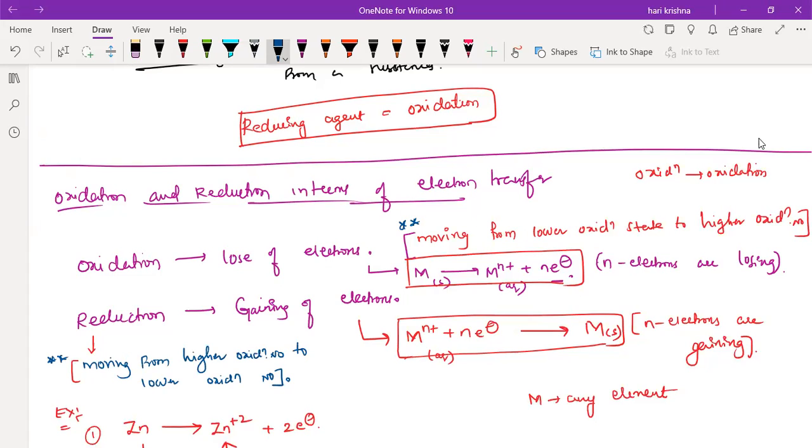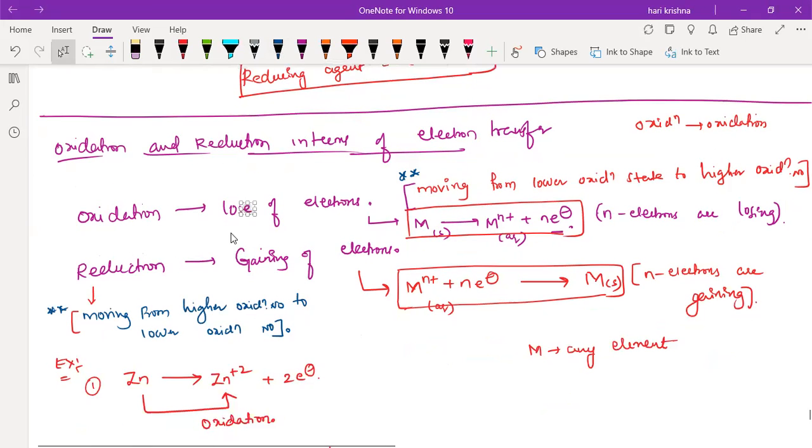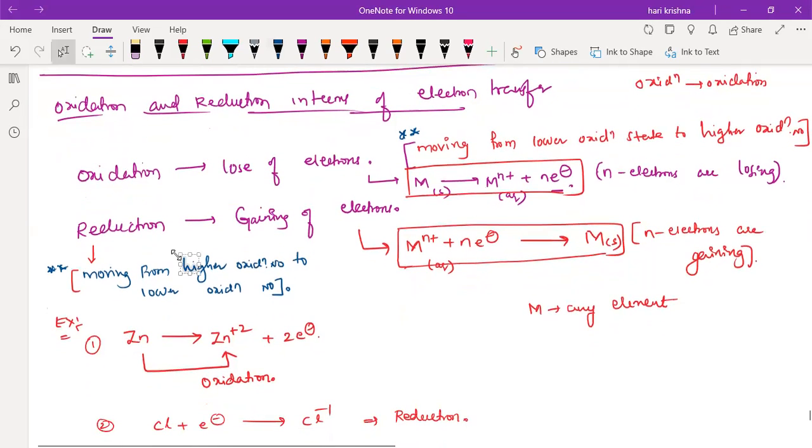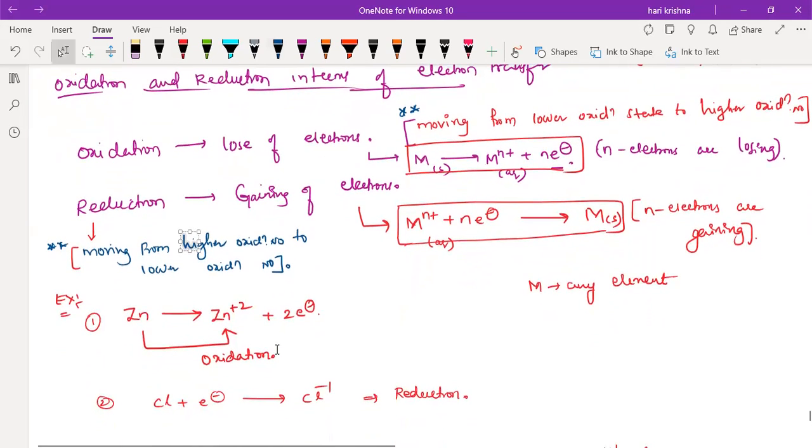So that's all simple. Oxidation, reduction. Just find out which element is losing the electrons and which element is gaining the electrons. Gaining the electrons is reduction, losing the electrons is oxidation. Still, if you have any doubts, you can ask me. I will explain it here itself.